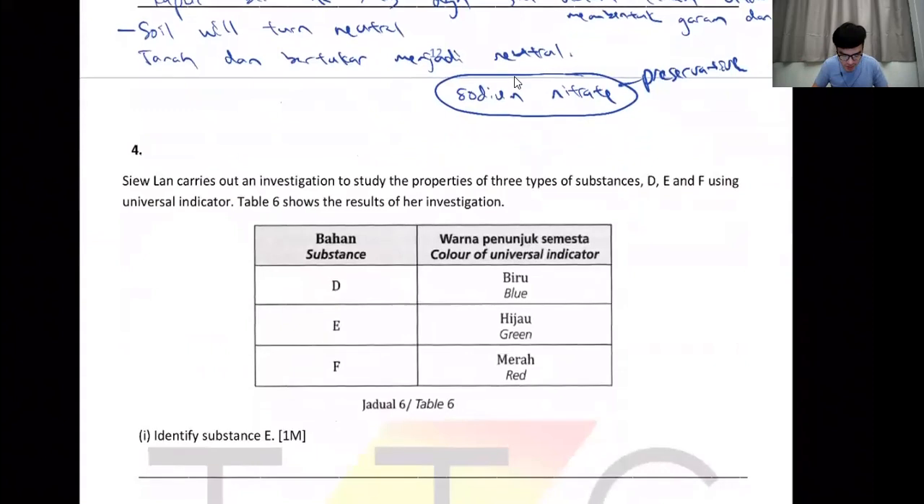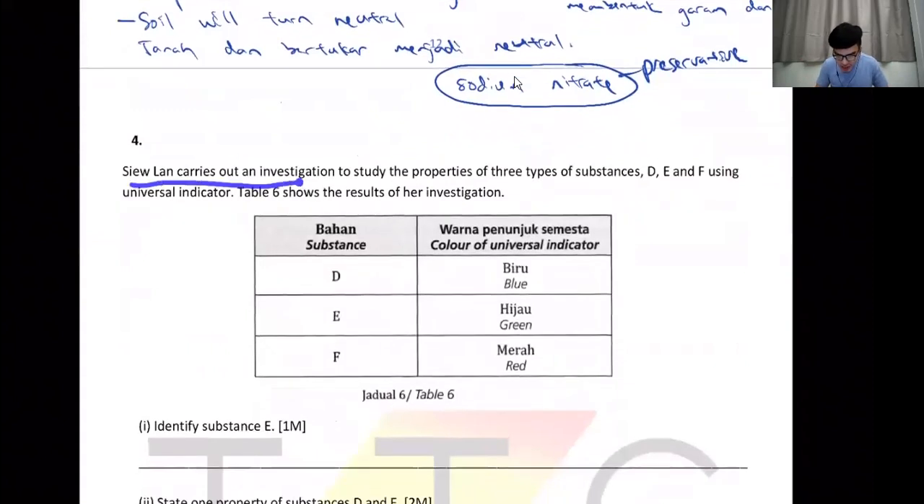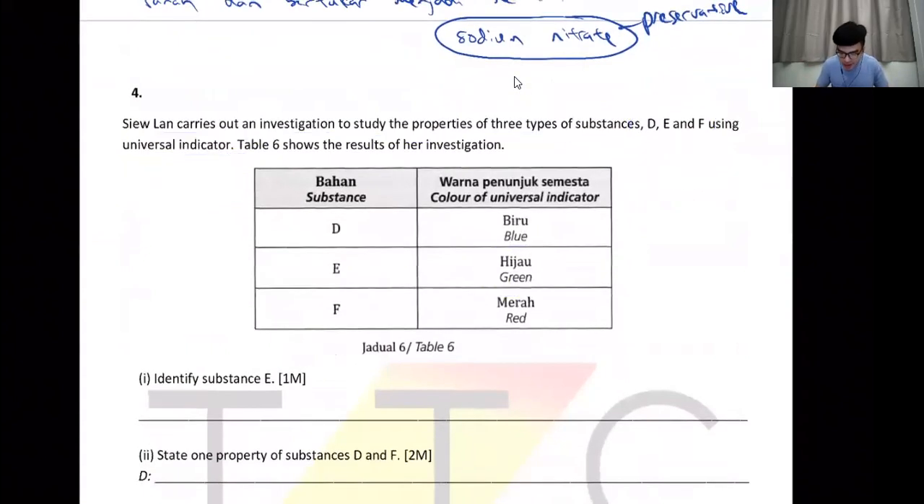All right, so anyway, let's look at number 4. Siulan carries out an investigation to study the properties of 3 types of substances D, E, F using universal indicator. So as you know, when you see green, this is neutral. Blue is close to purple, so this is going to be alkaline. And red, this is definitely acid.